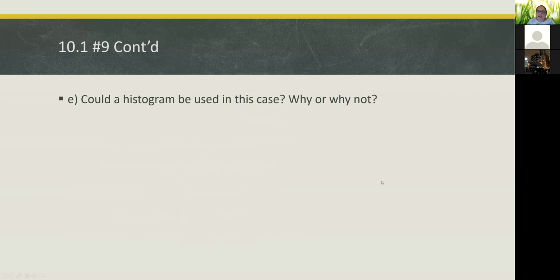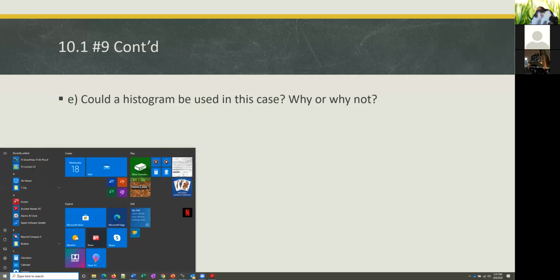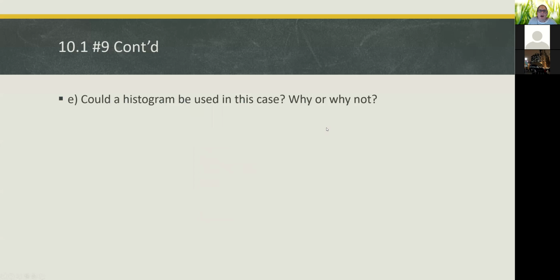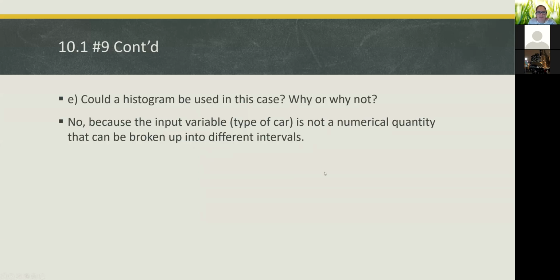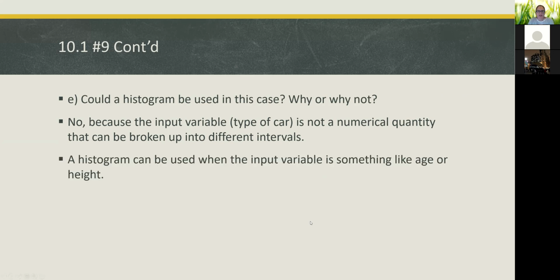Okay, and then they asked, instead of using a bar graph, could we use a histogram? Just having a slight cat issue here. Okay, could we use a histogram instead? I don't think we could use a histogram because the input variable here is the type of the car. And that is not a numerical quantity that can be broken up into different intervals. So a histogram can be used when the input variable is something like the age or the height.